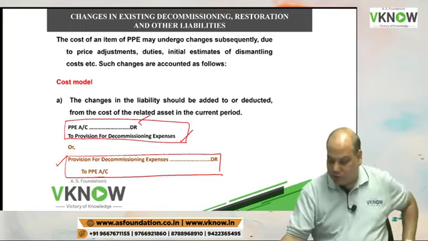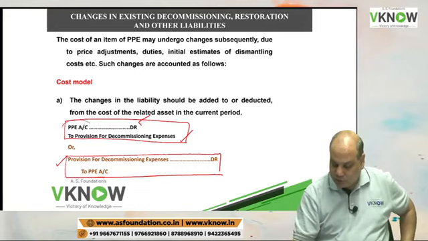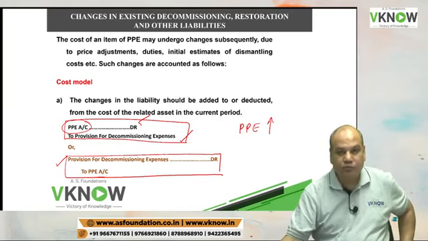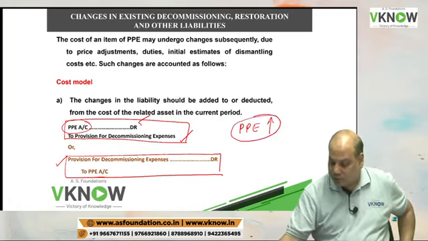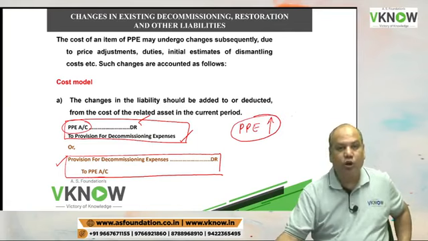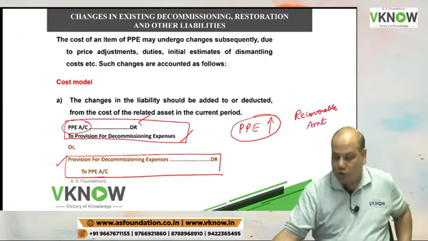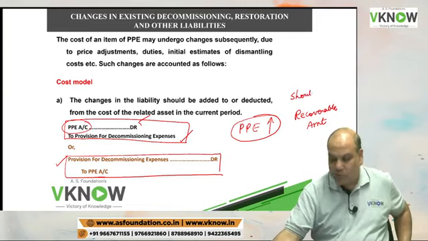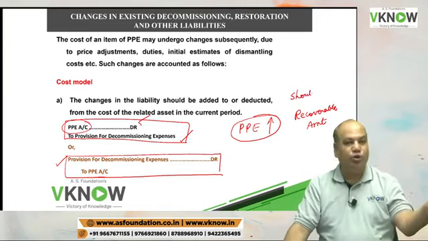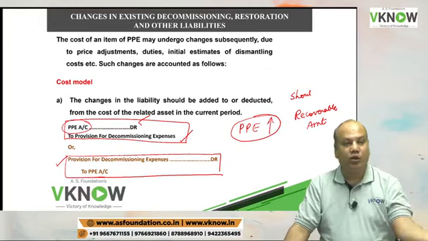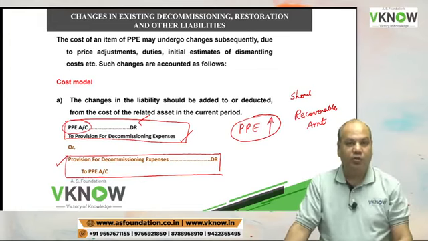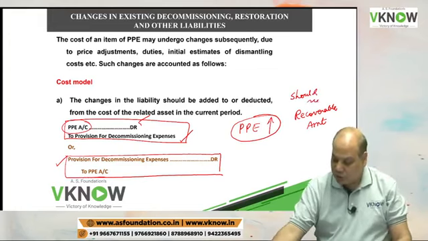But there is some problem here. The problem is that if you debit PPE, its value goes up. But we have to ensure that the value does not go up beyond the recoverable amount. The value should not exceed the recoverable amount, because if the amount you can recover from that asset is 1 lakh, you can't increase it to 5 lakh rupees. It should not exceed the recoverable amount.